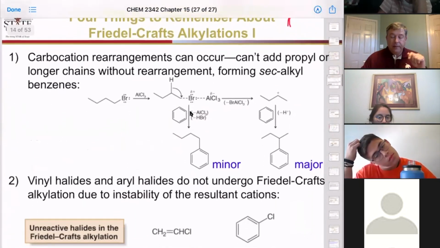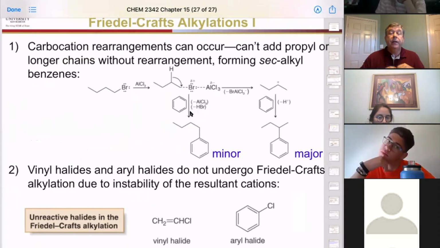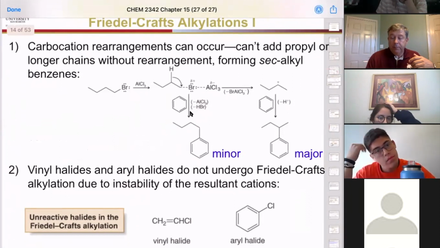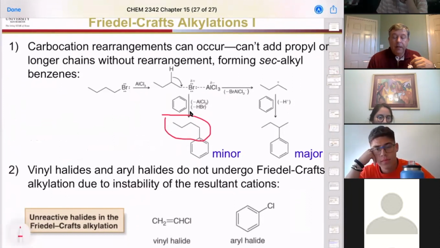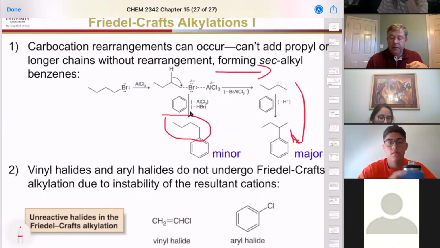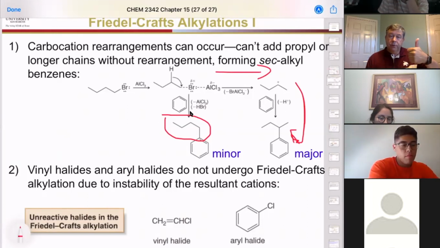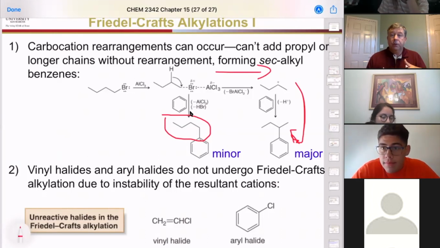Okay, so in the case of this example here, we're using bromobutane right here. And if you wanted to get the straight chain butyl from this reagent, it is only going to be your minor product, because as soon as you form that primary carbocation, it's going to rearrange to give us our secondary carbocation, and we'll actually end up with this second butyl as our major product. Okay, so first rule is carbocations rearrange. Okay, so propyl or longer is always going to rearrange to give you some kind of secondary or tertiary substrate.